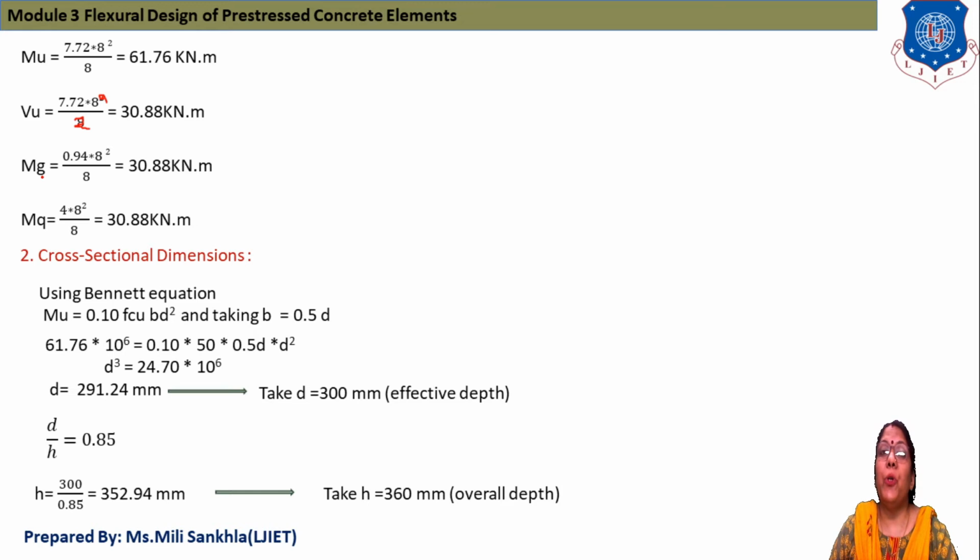Then moment due to dead load is WL square by 8, 0.94 L square by 8, 30.88 kilonewton meter. MQ is the moment due to live load, WL square by 8. Again this one is 30.88 kilonewton meter.